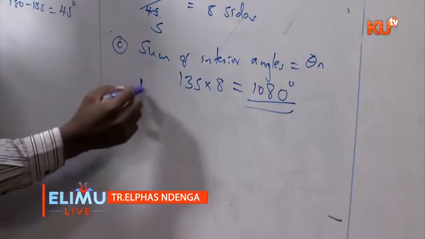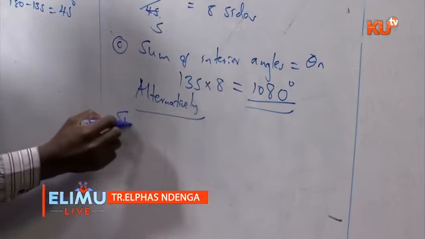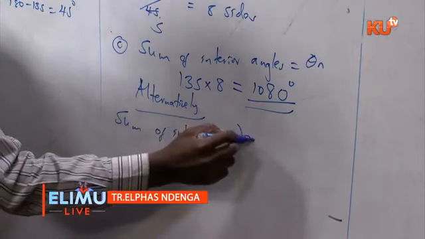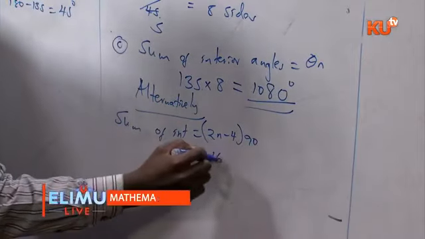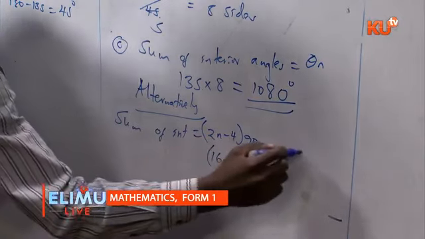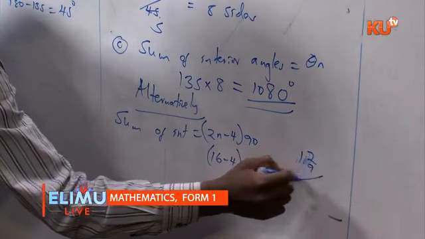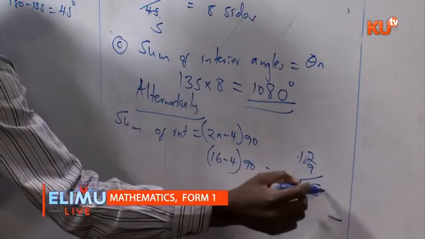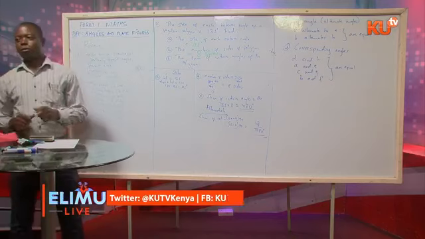Alternatively, if you don't want to apply that formula, you will still say that the sum of interior angles is twice n less 4, times 90. Since n is 8, that means 16 less 4, times 90. That should give us 12 times 90. Multiply, and this is 1,080 degrees. So whichever the formula, you still find the same value.